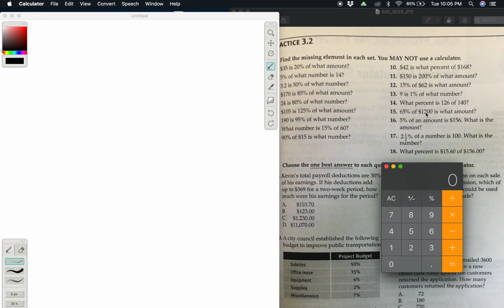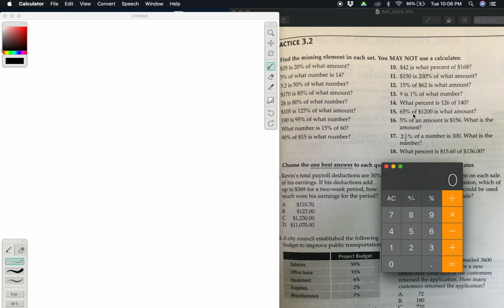65% of 1200 is what amount? So 65% is, let's see, the rate, then 1200 is the base. So base times rate, 1200 times the rate of 0.65 equals 780. Okay, sorry, I accidentally pushed equals twice, so it went to 507, but it's 780.